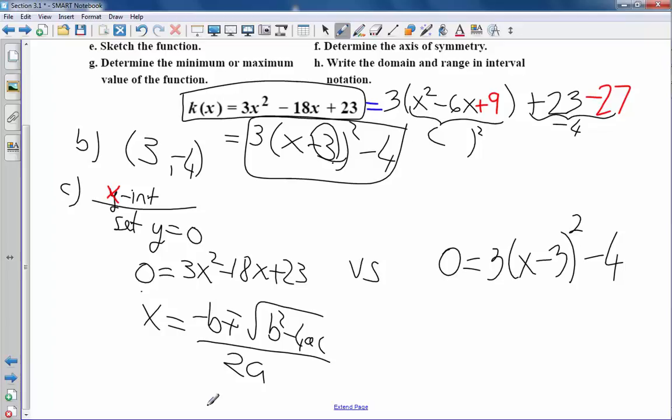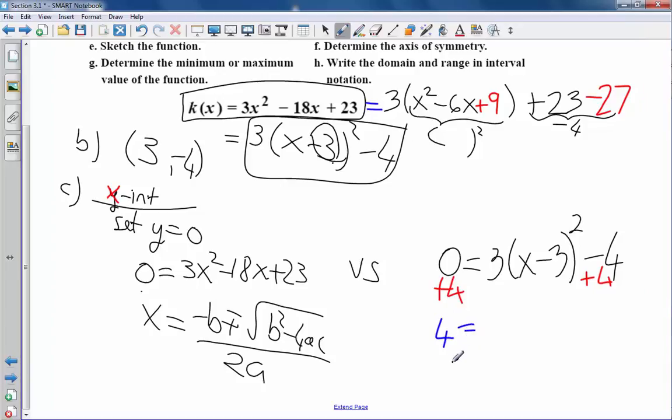Why is this easier? Because all you need to do here is add 4, divide by 3, take square root, add 3. 4 operations, simple operations though. Add 4, divide by 3 because 3 is multiplying, take square root, add 3. You will get the same answer you will get here, but less riskier. Here you definitely may need some calculators to double check your work. Here, all simple numbers. So I recommend going with the seed form or vertex form.